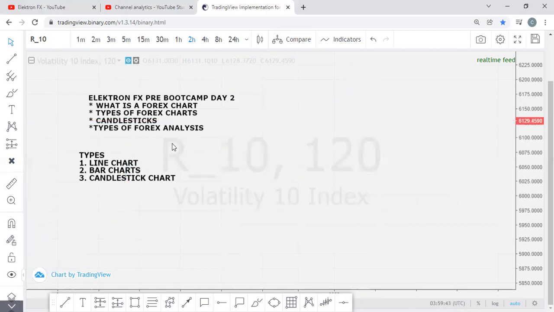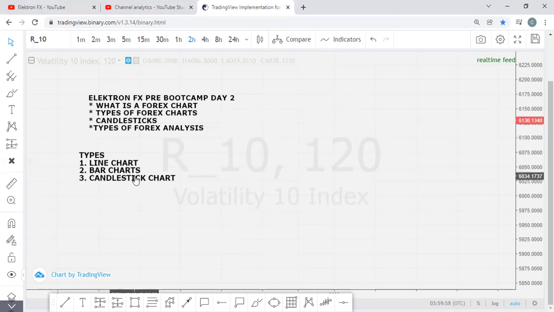So these are the three basic kinds of charts we have. The most popular one we use is the candlestick chart, and that is the one I'll be talking about. We don't really use line charts and bar charts all the time, but I use the line chart and the candlestick chart. But the most popular one is the candlestick chart.